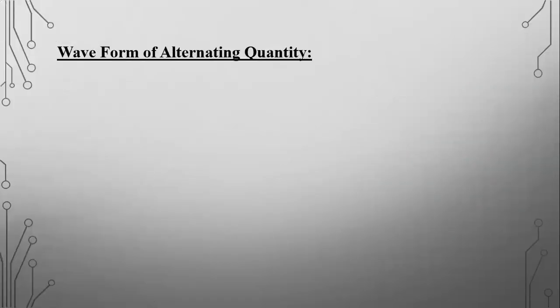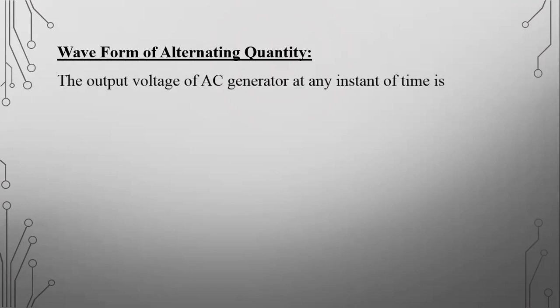Now, the waveform of an alternating quantity. अब हमें यहाँ पर एक alternating quantity की waveform को discuss करना है. For this purpose, the output voltage of AC generator, which is an AC source, the output voltage of an AC generator at any instant of time is V equal to V naught sine theta, where V is instantaneous value of voltage, V naught is the peak value of voltage, and theta is the phase. This theta can be replaced with omega t. आप यहाँ इस theta को omega t के साथ replace कर सकते हो.